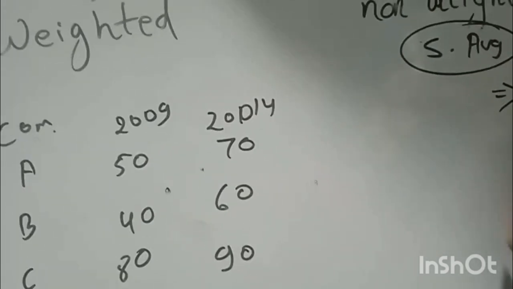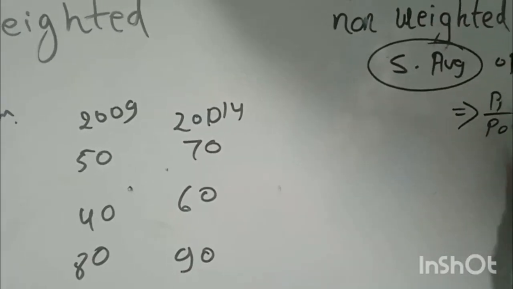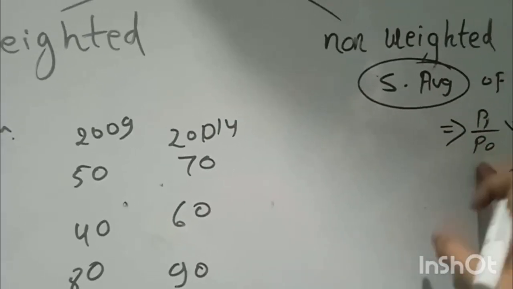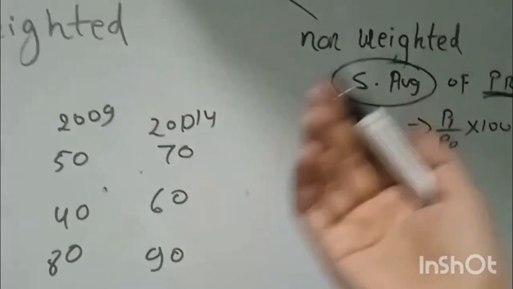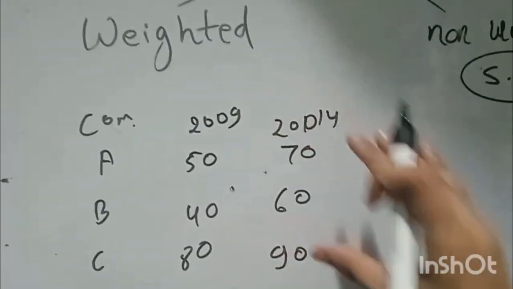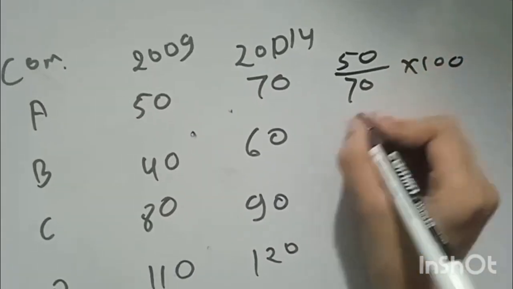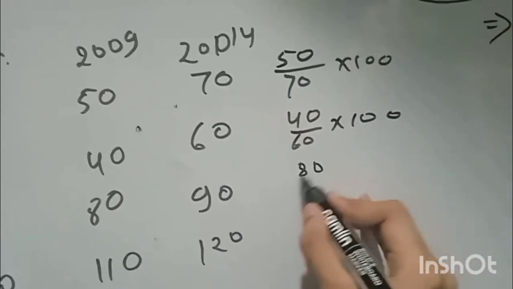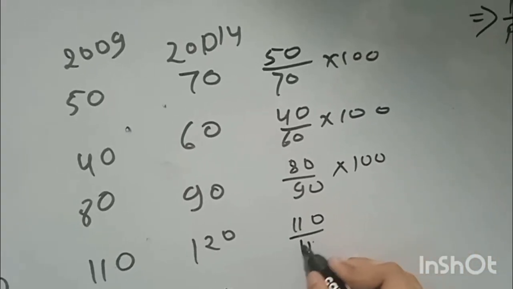Now, how to find price relative? It is simple. Price of the commodity in the current year divided by price of the commodity in the base year multiplied by 100. So you have to measure the price relative for all of these commodities. Say here you have to do 50 upon 17 into 100, 40 upon 16 into 100, 80 upon 19 into 100, 110 upon 100, 20 upon 100.